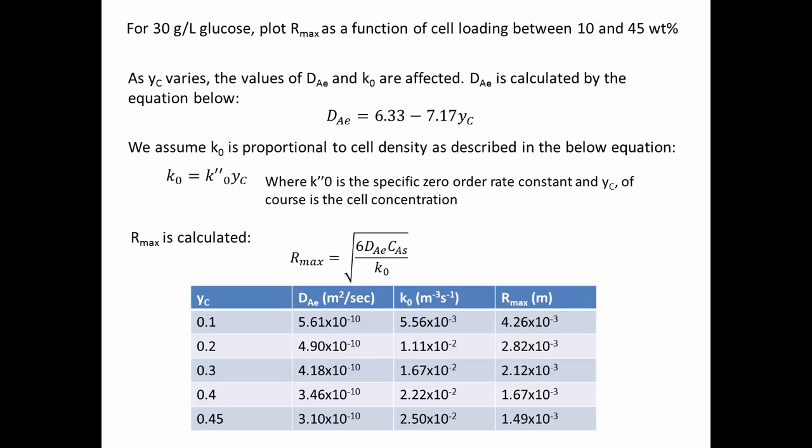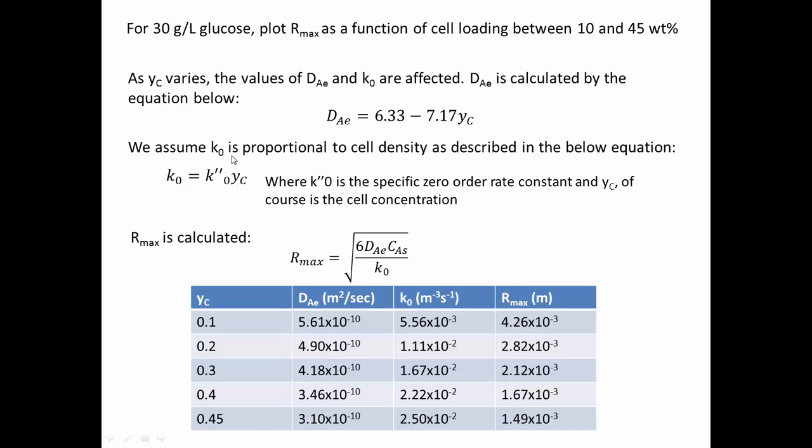So now for 30 grams per liter of glucose, plot R max as a function of cell loading between 10 and 45 weight percent. As YC varies, which it is in this case, the values of our effective diffusivity and our zero-order rate constant K0 are affected. So we calculate our DAE, our effective diffusivity, and we can put together a chart that has the different values depending on the different yeast concentrations.